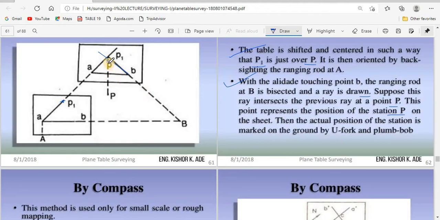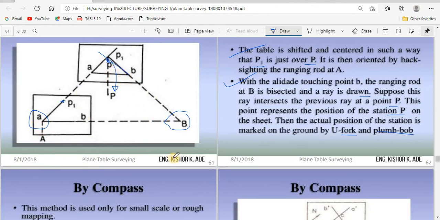So with the help of this P, you have to establish your point P on the ground with the help of the U-fork and plumb bob. This is how you are establishing a new point with the help of two reference points. You have taken a reference point A, and you have also taken a reference point B, and with the help of these two points you are establishing a new point which is known as your point P. Hope you have understood this.